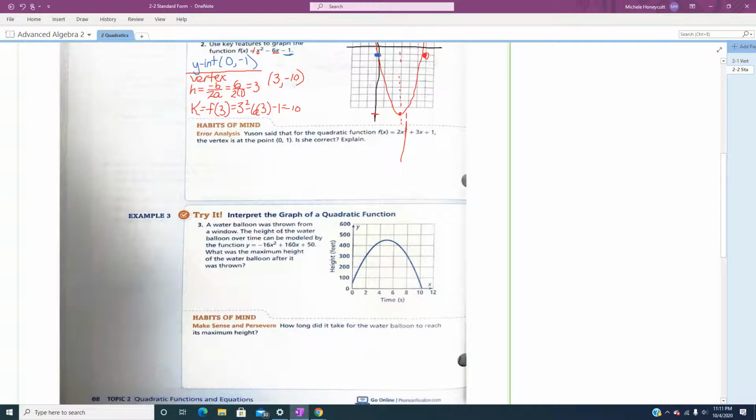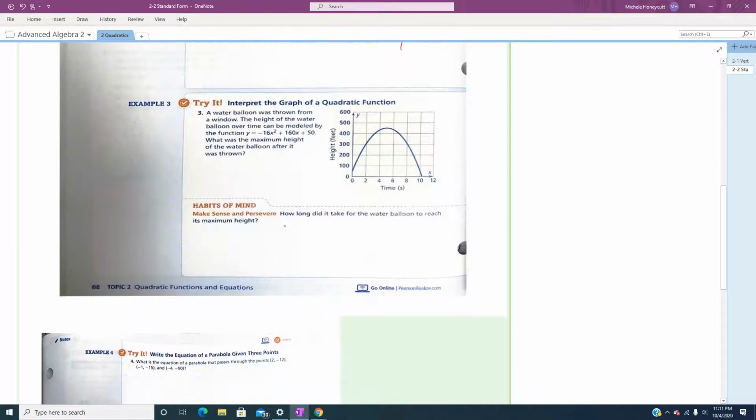All right. Example 3. A water balloon was thrown from a window. The height of the water balloon over time can be modeled by this function. What's the maximum height of the water balloon after it was thrown? So maximum height. Okay, well, let me look at this graph. Time is the x-axis, height is the y-axis. So maximum height is going to be a y value. So I can look and I can spot that it's about right here. But you see how this point isn't exactly on a coordinate?